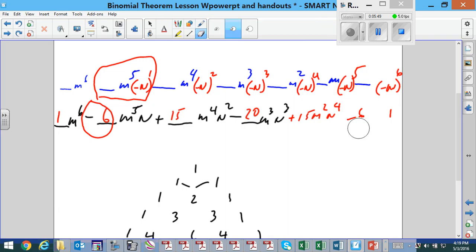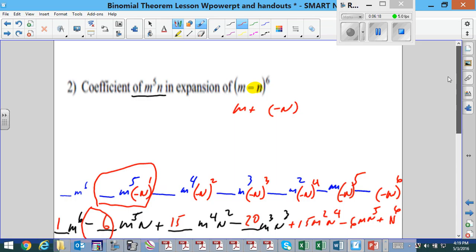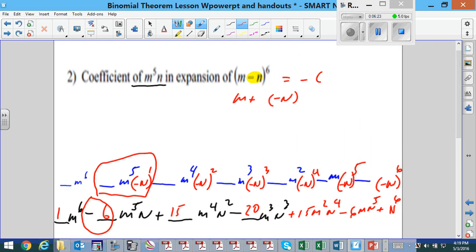So this is not going to be a 6, it's going to be a -6 m n to the fifth. And the last coefficient I have is a +1 because there are 6 negative signs, and so +1 n to the 6th. I'll just write n to the 6th. I've multiplied the entire polynomial out. They only asked me to find the coefficient of the m to the fifth, n to the first term. My answer should be -6.